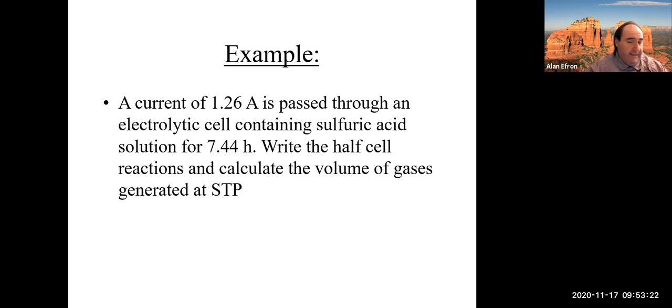Looking at this one here, we have a current of 1.26 amps passed through a cell of sulfuric acid that's running for 7.44 hours. We want to write the half reactions and calculate the volume of the gases generated.